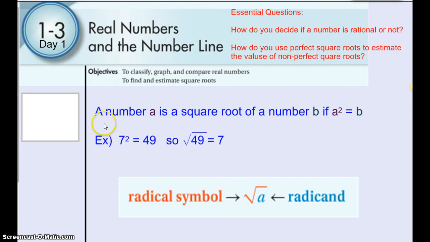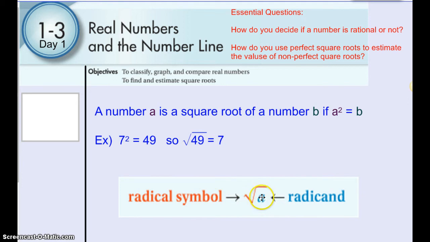So the first thing we need to know, a number A is a square root of a number B if A squared equals B. So really, in numbers, that means 7 squared equals 49, so therefore, the square root of 49 is 7. So in this little thing right here, we've got some stuff going on.